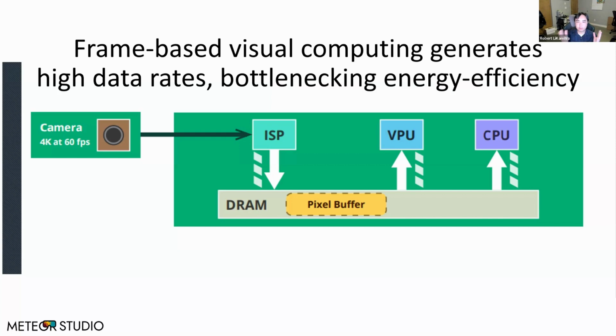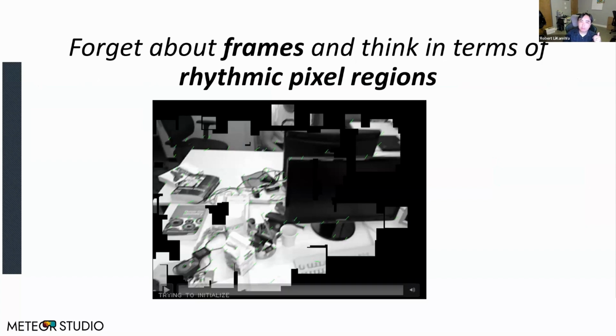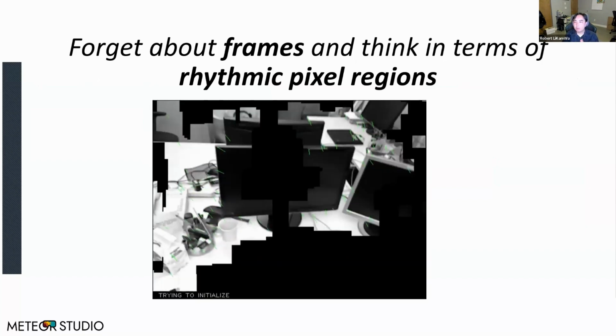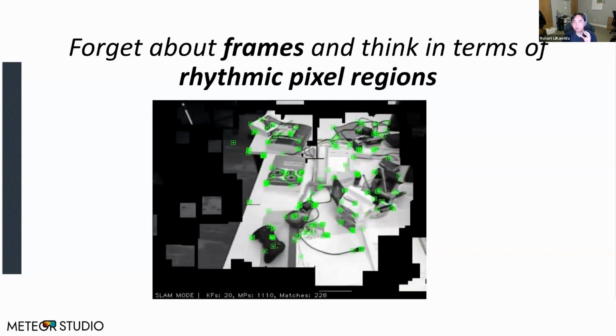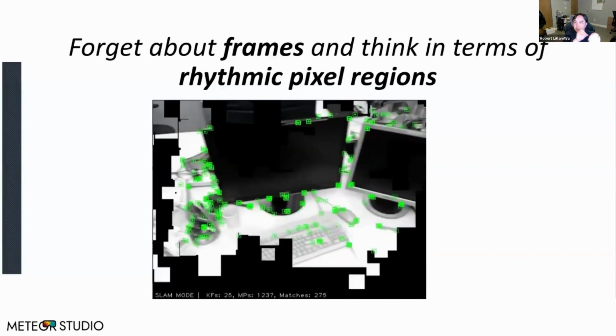Because frame-based visual computing generates high data rates that go into the DRAM, into the pixel buffer, and then come out to your visual processing unit or your CPU to actually process. And so if you've got your camera and you want it to operate at a high resolution because you care about the 4K detail, and you want 60 FPS because you want to catch every change that's happening, it's going to be a lot of data that goes into your pixel buffer. And the key that we're thinking about is, well, maybe we do care about 4K, maybe we do care about 60 FPS, but not with that resolution and that temporal frequency across the entire frame, but just around the key features.